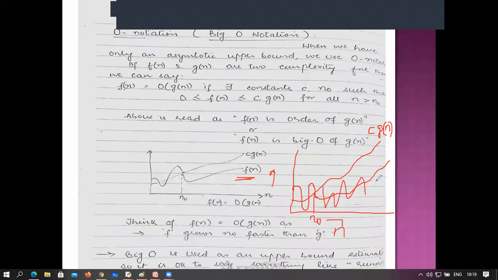Value of fn is always lesser than cgn. Okay. So this graph is okay. What's the meaning of this graph?